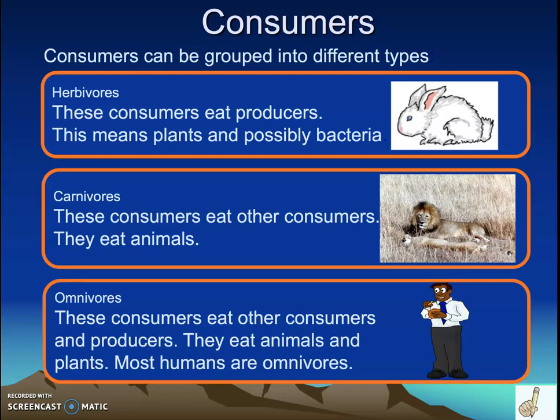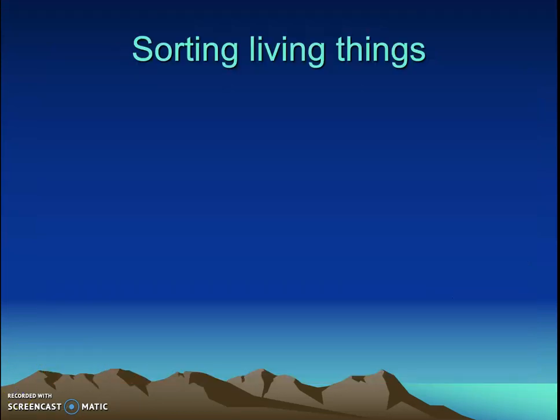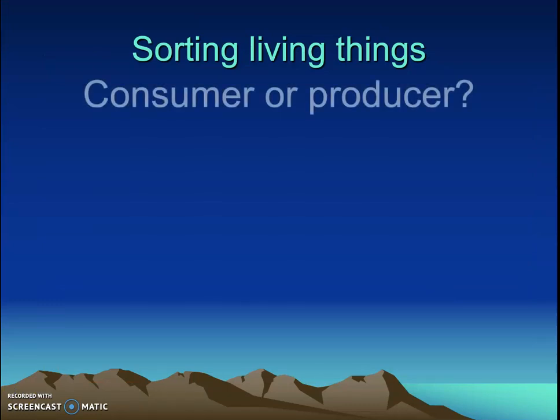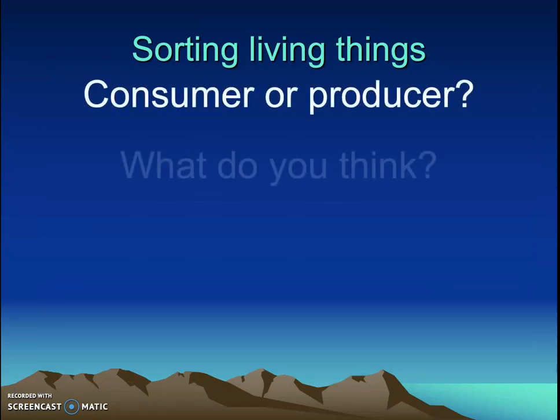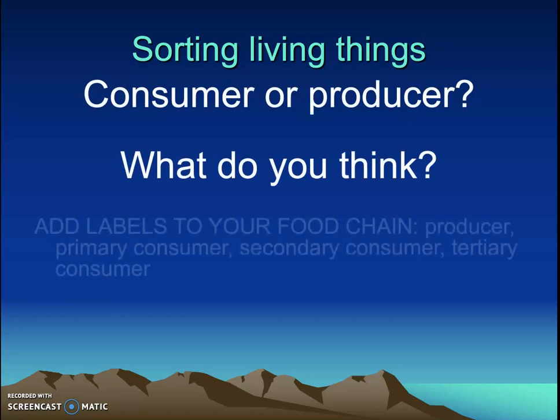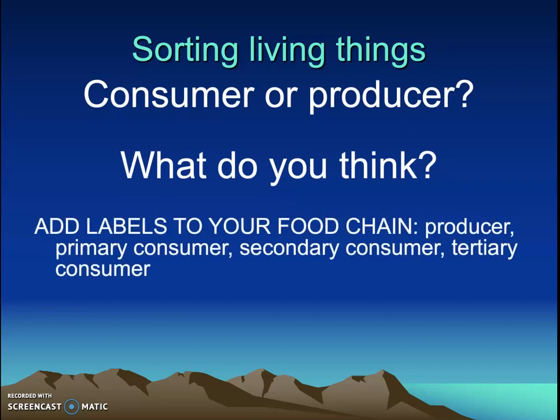Now, again, pencil in the bottom corner, which means you need to write down, please, the sentences under the correct heading. So please write about herbivores, the carnivores, and omnivores. Should not take you too long. Okay, and finally, the last thing you need to do today is the following. Is it a consumer or a producer? What do you think? You're going to add labels to your food chain now, thinking about the word producer, primary consumer, secondary consumer, and tertiary consumer.